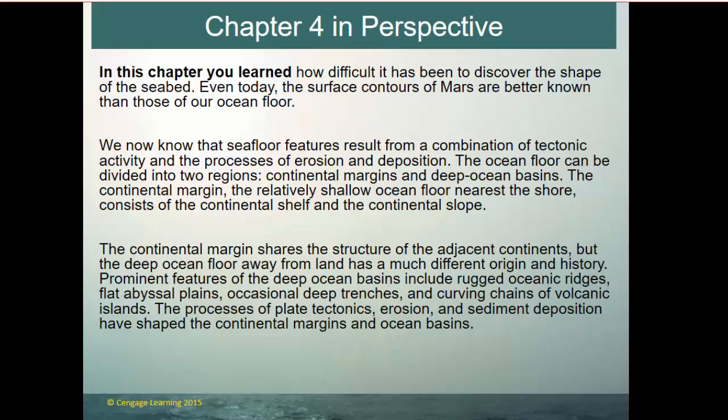The ocean floor can be divided into two regions: the margins, which are the seaward extensions of the continents, and the deep ocean basins. The continental margin is relatively shallow ocean floor nearest the shore, and consists of the continental shelf covered by sediment and the continental slope. And remember, the continental rise is that sediment that connects the slope and the shelf together. Continental margins share the structure of the adjacent continents, but the ocean floor away from the land has a much different origin and history. Prominent features of the deep ocean basin include the oceanic ridges, flat abyssal plains, deep ocean trenches, and curving chains of volcanic islands, and it's the processes of plate tectonics, erosion, and sediment deposition that have shaped the continental margins and our basins.